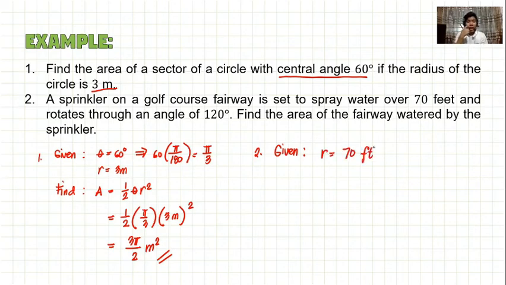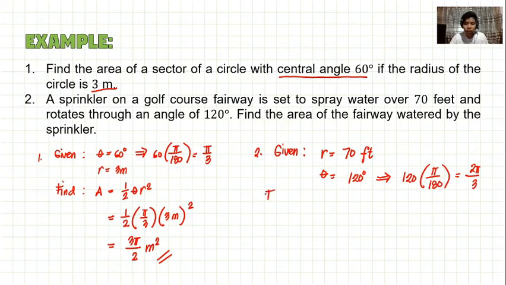Okay? And it rotates through this angle of 120 degrees. Therefore, our angle theta is equal to 120 degrees. But take note, angle theta should be in radians, so we need to convert this one. So 120 multiplied by pi over 180 is just equal to 2 pi over 3.